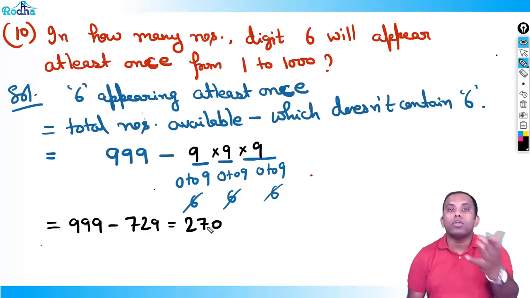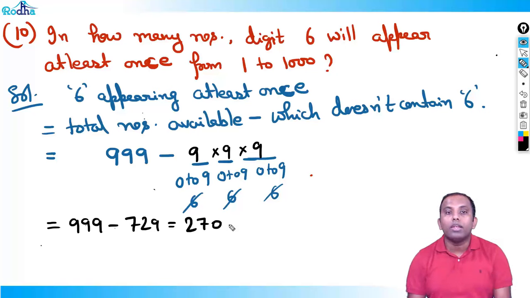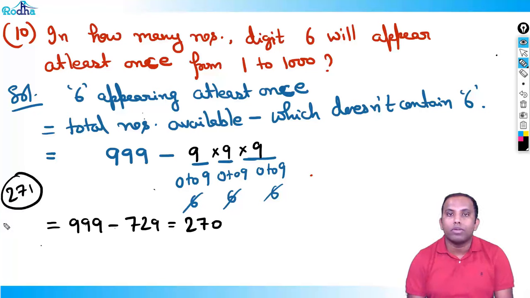And if you remember the answer for the last method, that answer was 271. So why this difference of 1 in the answer? Where has this 1 gone? In this case, the answer for this question was 271. We discussed in the previous method, 271, right? But where is this 1?